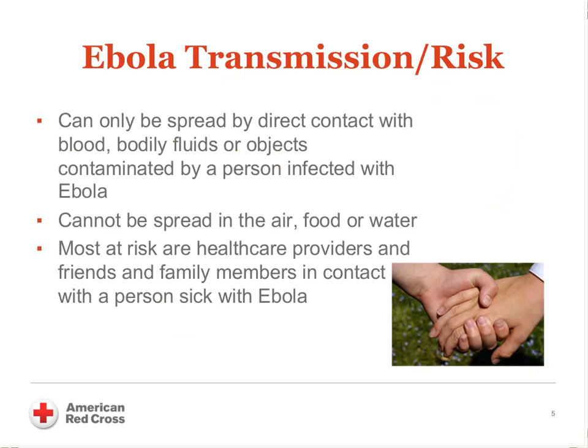Who generally gets Ebola? Well, people most at risk of getting Ebola include healthcare providers caring for Ebola patients, as well as family and friends who have been unprotected when in direct contact with blood or bodily fluids of a person sick with Ebola. Once the person is recovered, they can no longer spread the virus, with the exception of through sexual contact.